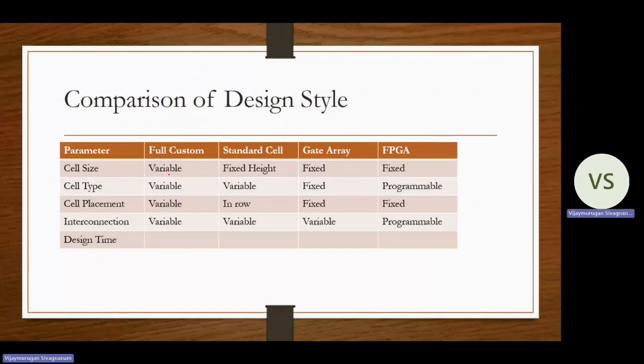Then come to designing time. So here design time for full custom, so it's slow. Standard cell. So designing time is medium. Then come to gate array. So the designing time is very fast. And FPGA very fast design time. In full custom, designing time is slow, standard cell medium, gate array is fast, and FPGA is very fast.